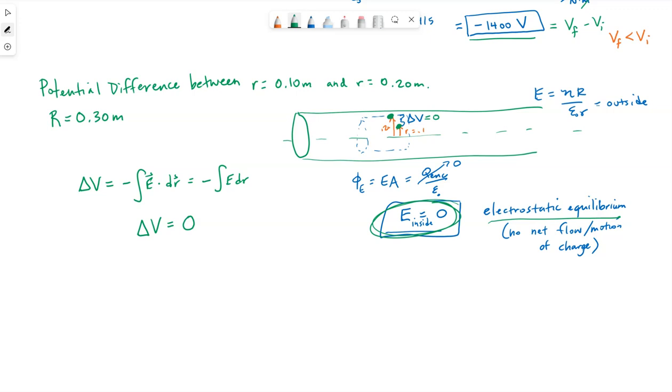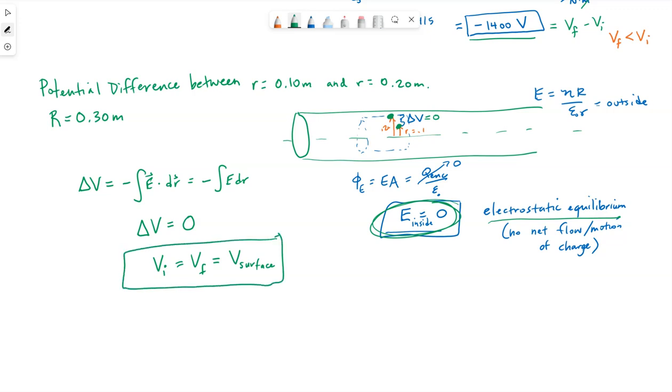What that means is V initial has to equal V final. It doesn't tell us what the value is at either point. It only tells us that the value is the same, which is actually very useful information. It does turn out that the value everywhere inside of a conductor will equal the value of the electric potential at the surface of the conductor.